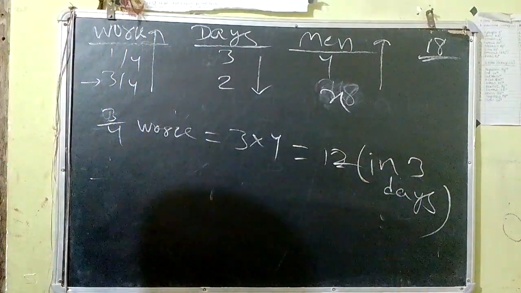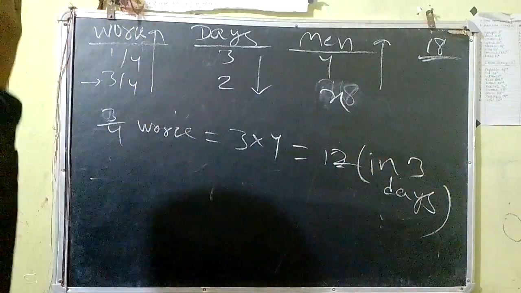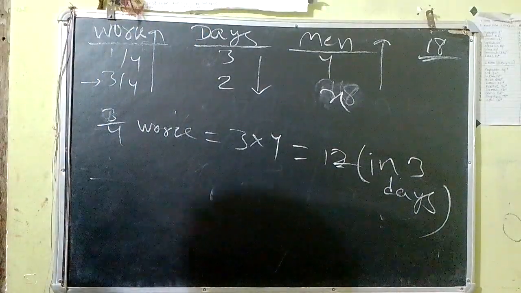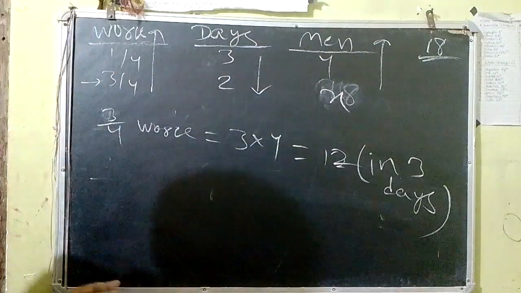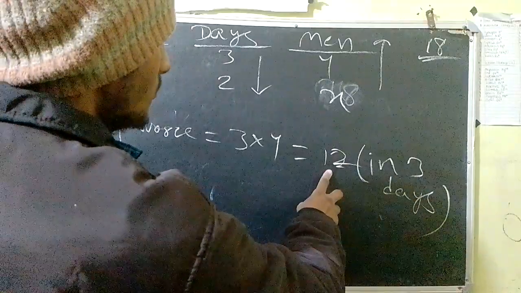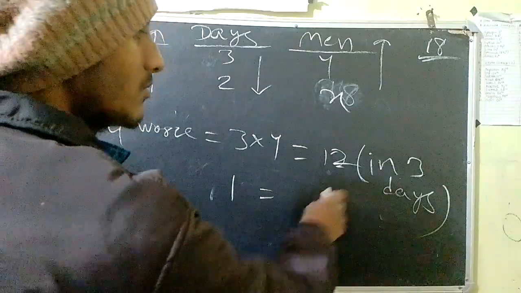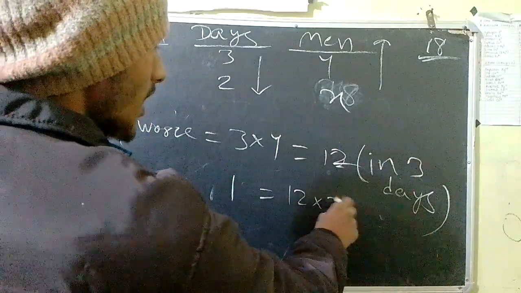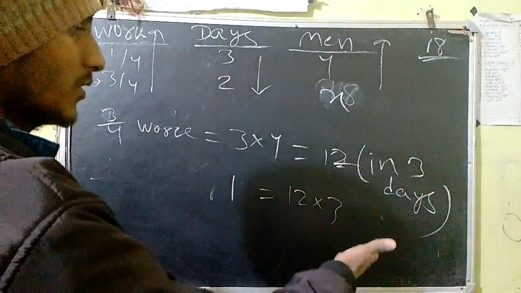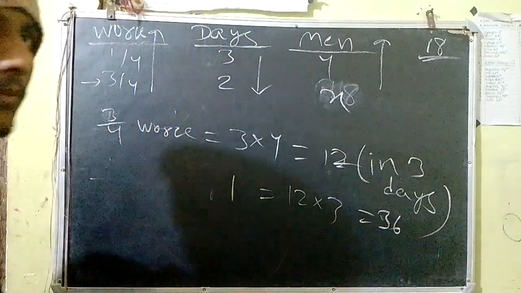So if you want to find it in 2 days, what's the relationship between days and men? If you increase days, then men will be less, or if you increase men, then days will be less. So there is an inverse relationship, and you have to do the inverse operation. In 3 days 12 men are needed. So for 1 day, how many men will be needed? 12 times 3, because in normal operation you would divide, but it's not normal, it's inverse, so you multiply. It'll be 36.